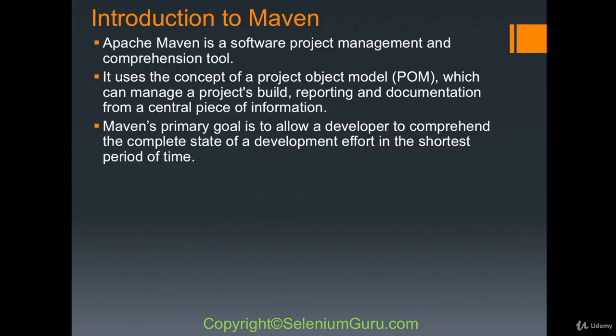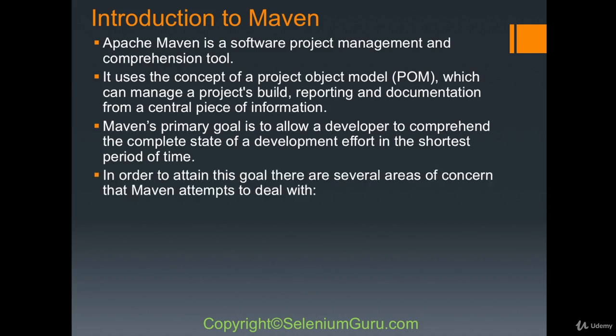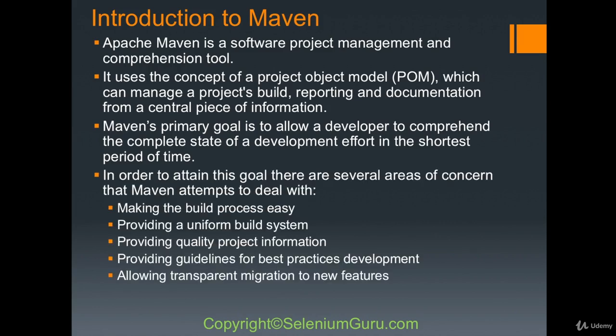Maven's primary goal is to allow a developer to comprehend the complete state of development effort in the shortest period of time. In order to attain this goal, there are several areas of concern that Maven attempts to deal with. First is making the build process easy. Second is providing a uniform build system. Third is providing quality project information. Fourth is providing guidelines for best practices development. And the fifth one is allowing transfer and migration to new features. So this is the book definition of Maven.